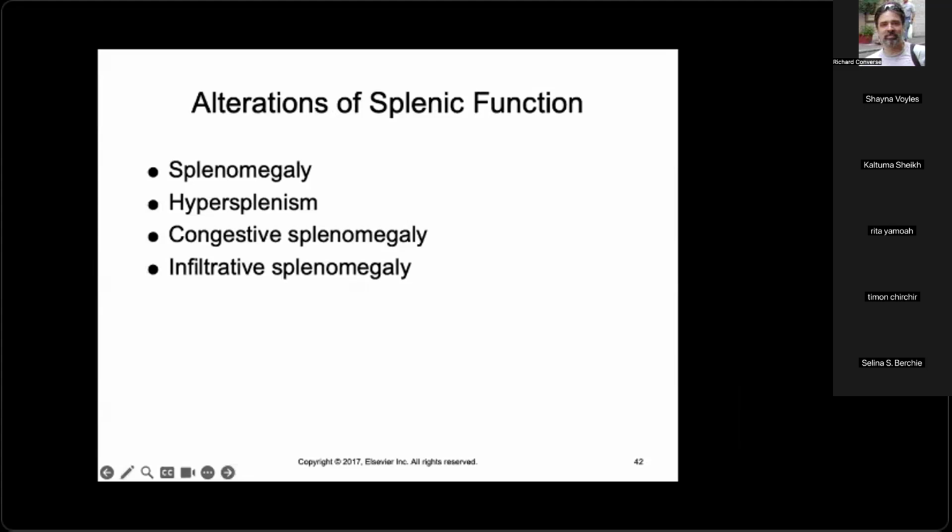Alterations of splenic function include splenomegaly, that's enlarged spleen, hypersplenism, congestive splenomegaly, and infiltrative splenomegaly. Okay? Congestive splenomegaly means that the blood flow is blocked somehow through the spleen, whose job it is normally to recycle worn-out red blood cells and also remove pathogens from the blood. Infiltrative splenomegaly means that we have something blocking the movement of the material through the sinuses that are in the spleen. Okay, immune complexes could be an example, right?